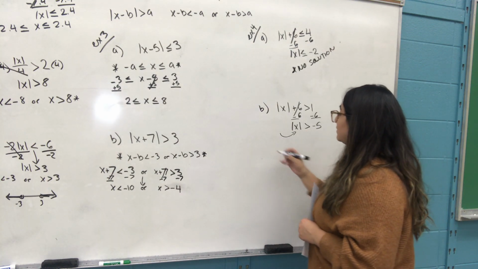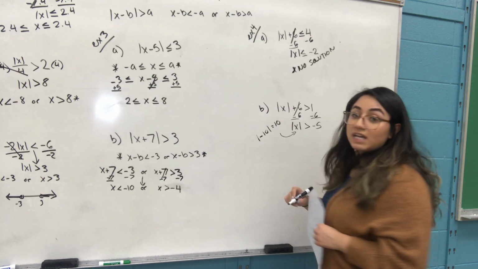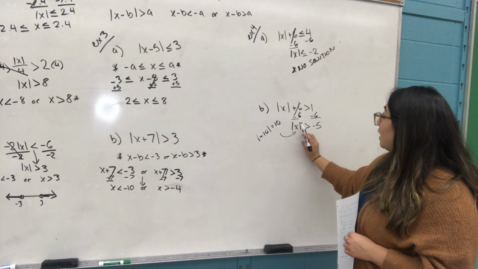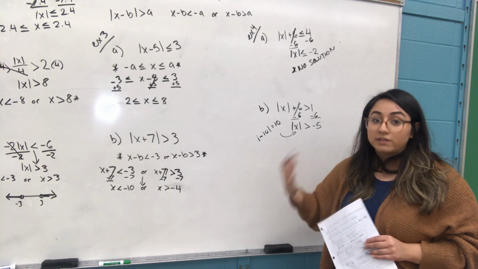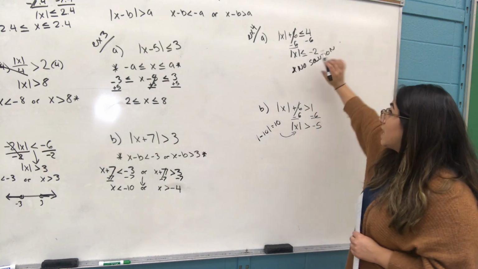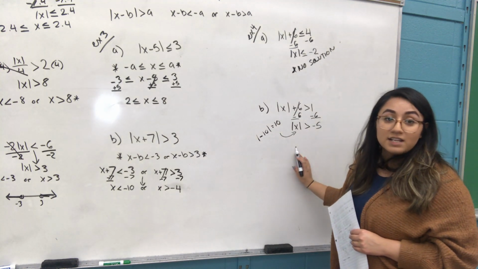Let's say we have the absolute value of -10. The absolute value of -10 is 10. And 10 would be greater than -5 because absolute values are always greater than negative numbers. So it's never less than negative numbers, there's no solution. Here, it's always greater than negative solutions.